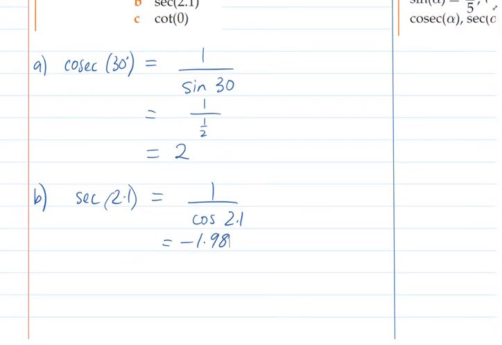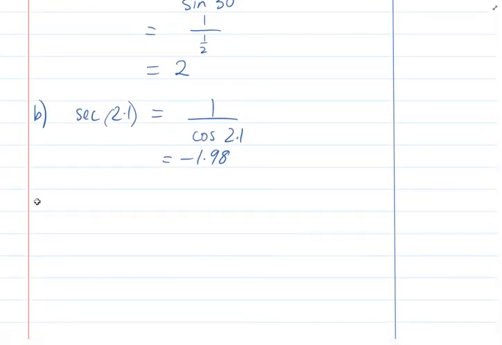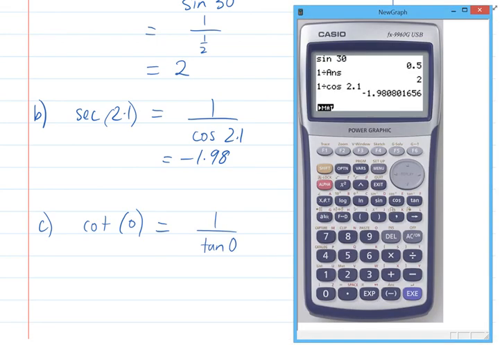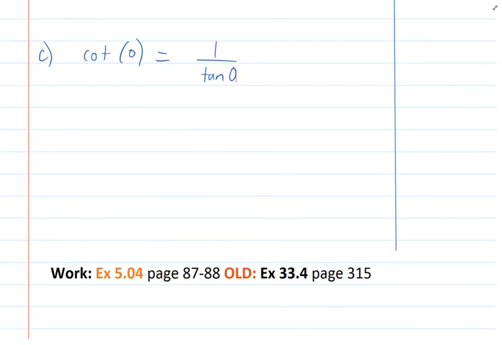Alright, for our next one, we've got cot of 0. So C is cot of 0. So that's going to be 1 over tan of 0. And tan 0 is equal to 0, and of course 1 divided by 0 is undefinable, so we would write here that it is undefinable. And what that probably means is that cot would have an asymptote at 0.